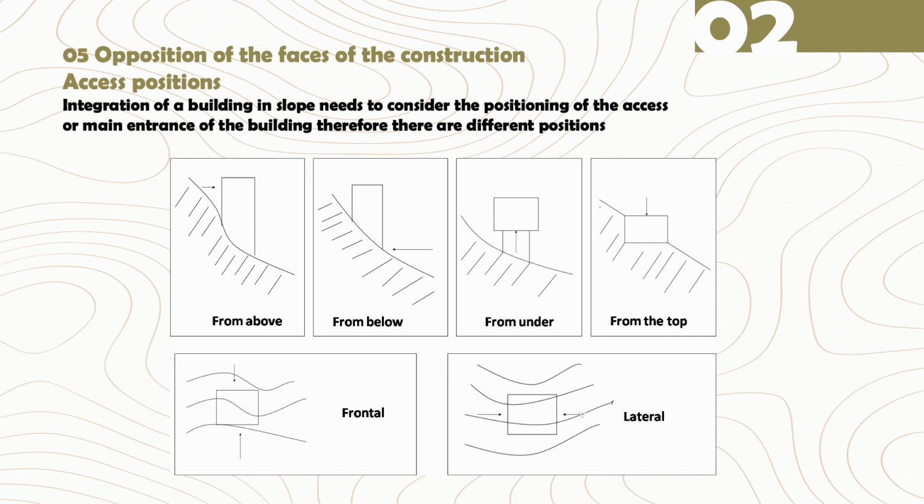Integration of a building in a slope needs to consider the positioning of the access, or main entrance of the building. Therefore there are different positions: entrance from above, from below, from under, from the top, etc. The following figure shows some of the different possibilities.